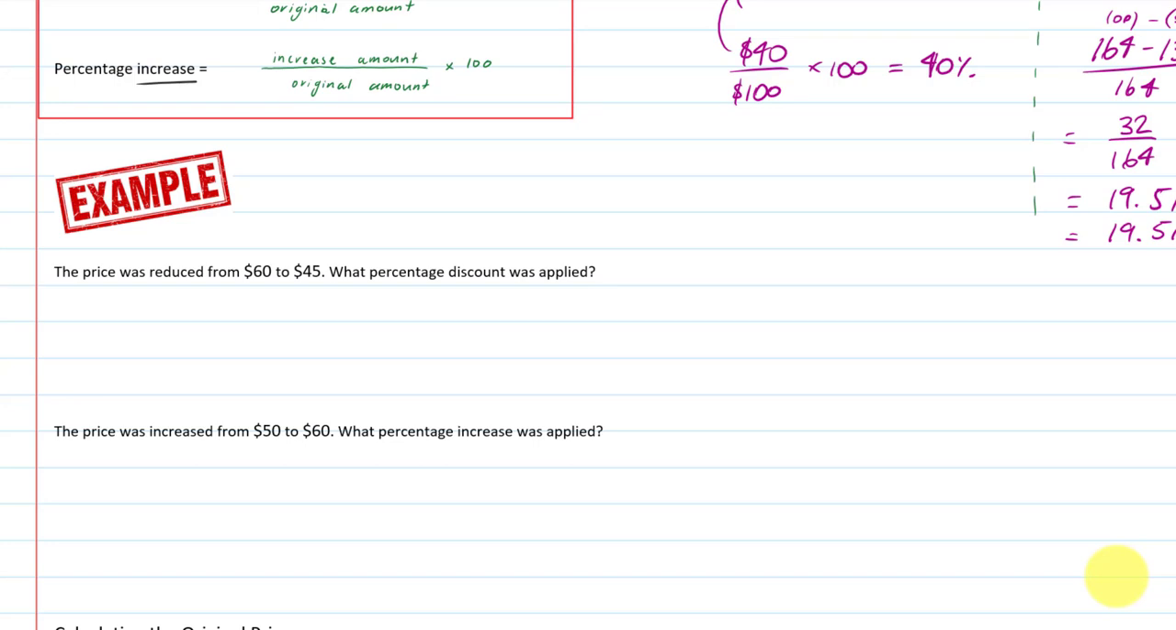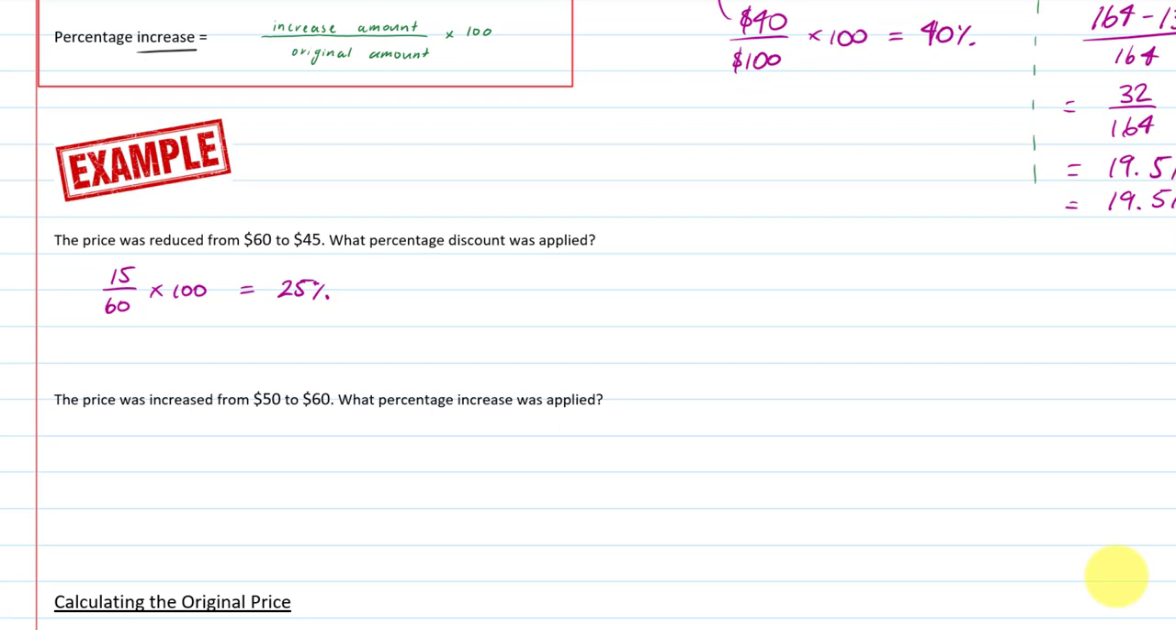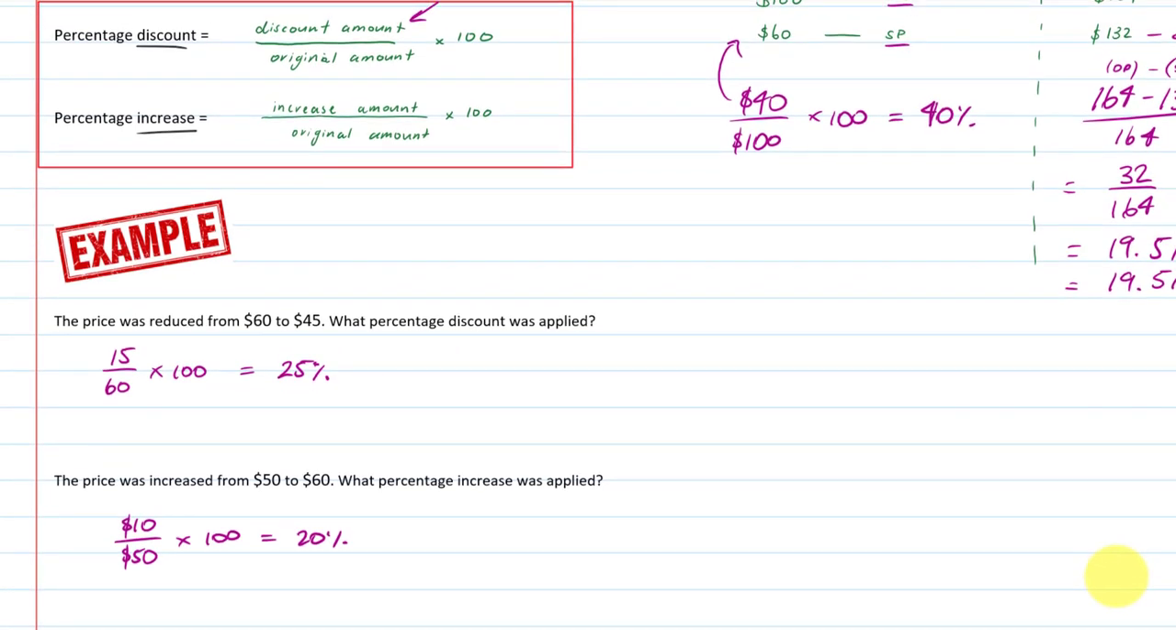The price, whatever the price is, was reduced from $60 to $45. What percentage discount was applied? So we calculate that discount, $15 divided by the original, 60, times by 100, and that comes out as a 25% discount. And the second one, the price was increased from $50 to $60. What percentage increase was applied? Well, we work out the increase, which in this case is $10, divided by the original amount, which is $50, times by 100, and this is 20%. So we're just following that same process based on these formulas or your knowledge of the situation.